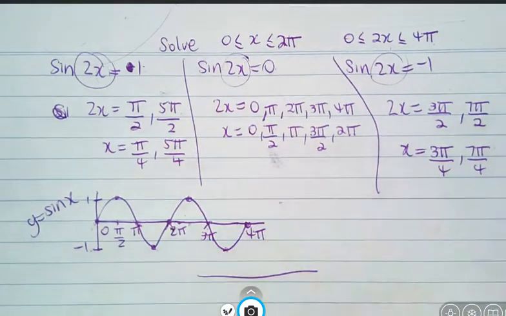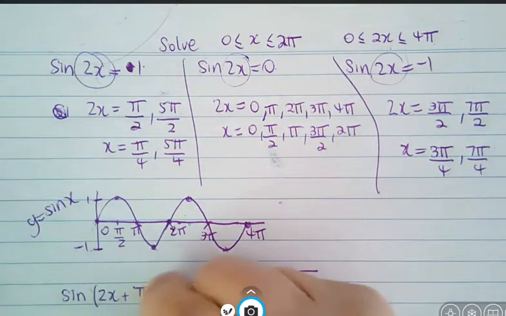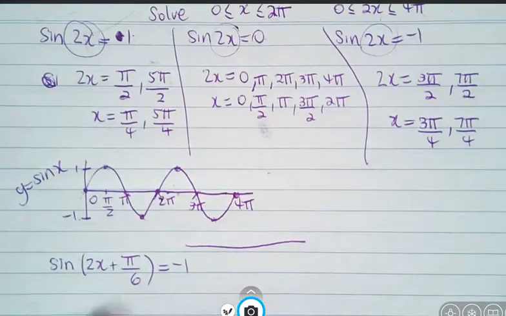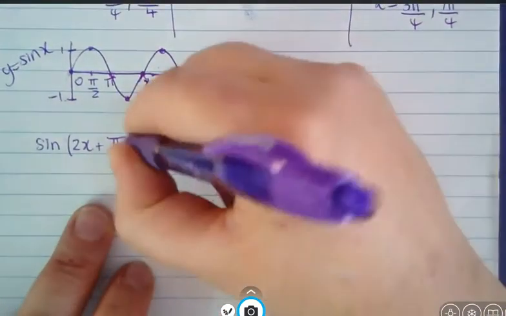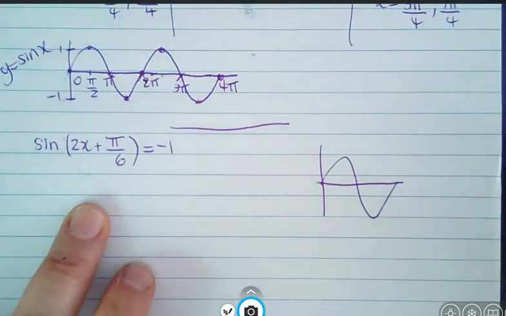So now we will do some other questions. We'll just look at the one that we did in class. Sine of 2x plus pi on 6 equals negative 1. So if you're asked to solve something like this, don't worry that this is complicated. Just draw an ordinary sine curve.